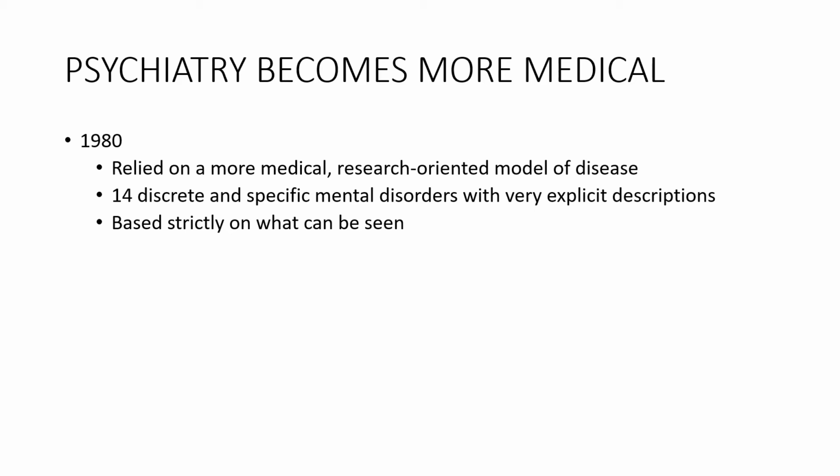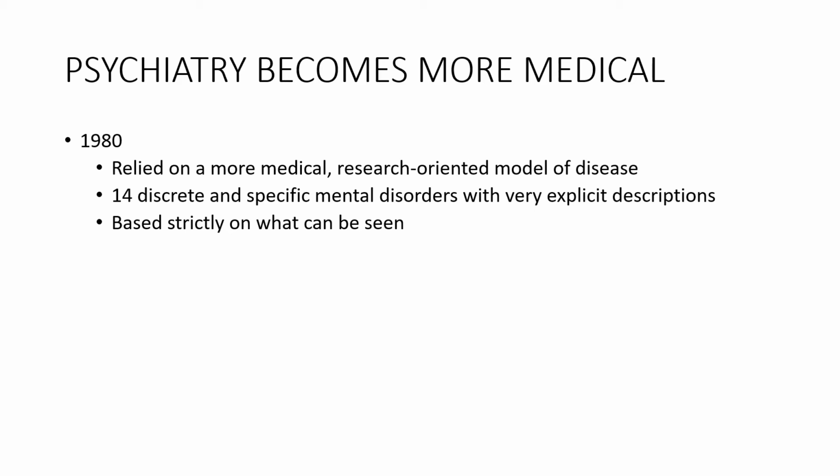But if we had just a couple of people do it and they're all over the place, it's not necessarily very easy to understand or trustworthy. So then there would be difficult ways to try to treat a person with a specific disability. 14 discrete and specific mental disorders with very explicit descriptions. So they're saying there's 14 different types, and it's basically strictly based on what you can see.